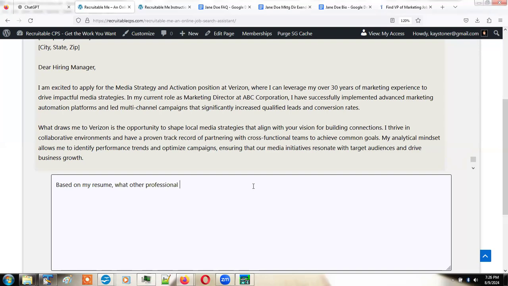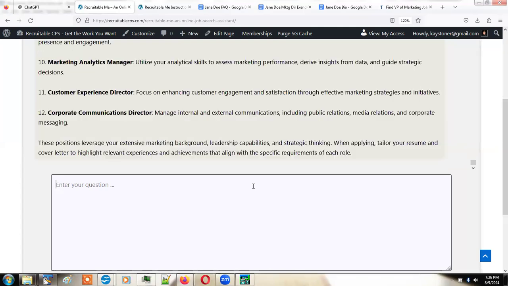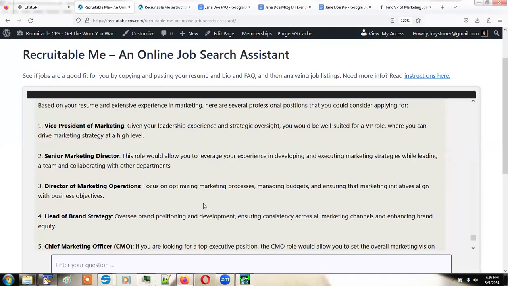Professional positions could I apply for? So if you are moving to a new area, or your area of specialty isn't really that concentrated, or there aren't that many opportunities for your area of concentration in a new place that you're moving to, you can ask it and say, hey, what else could I do?